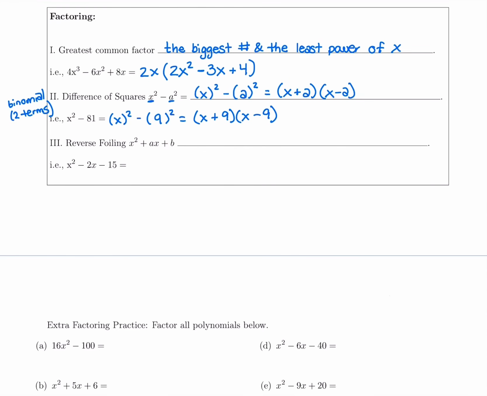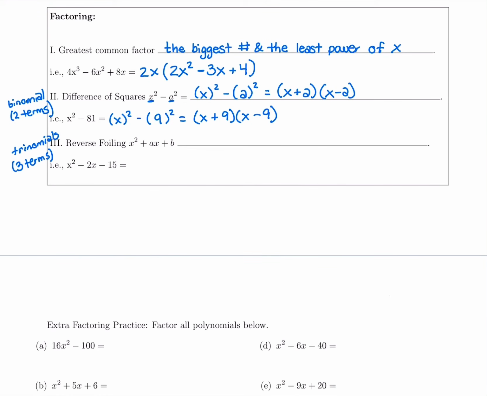So anytime you have a binomial, 2 terms, you can think about if it's a difference of squares or not. It's only going to work if you have subtraction and 2 square numbers. The last method is reverse FOILing, which is specific to trinomials. I'm only going to try this on something with 3 terms. So greatest common factor can work for any number of terms. Difference of squares is only for binomials, 2 terms, and reverse FOILing is only for trinomials, 3 terms.